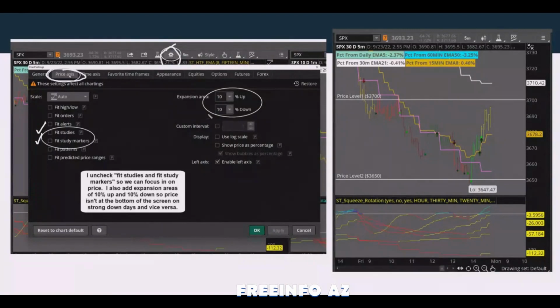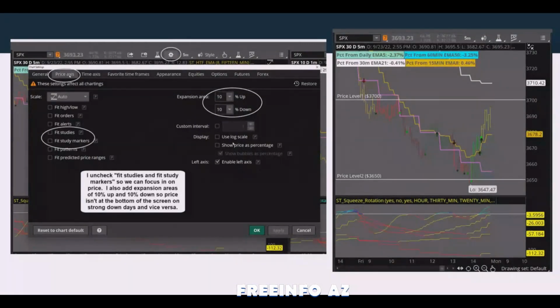Now I will add these expansion areas. I'll put 10% up and 10% down, because sometimes if it's a big down day, price is at the bottom of your chart and you can't see anything. That to me is kind of confusing, because at least I want a little bit of a range there. And same thing on the upside. If it's making new highs, essentially the top of the chart is resistance.